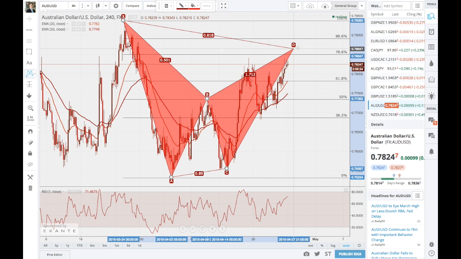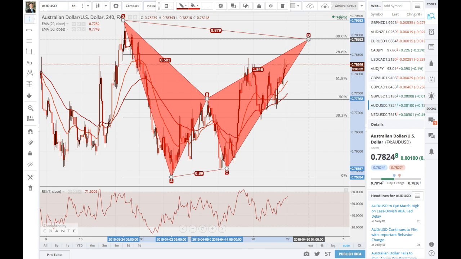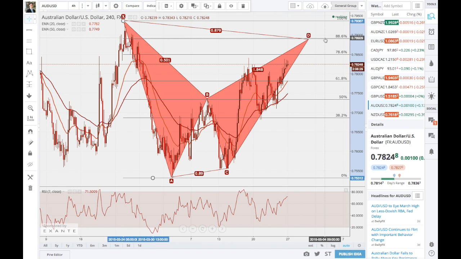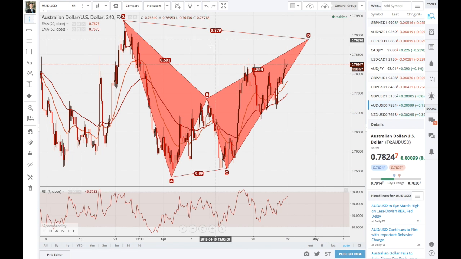Right, so your D point completes at the 88.6 level, right? So if I delete this away, this is a potential bad pattern. But what if we look into a smaller area over here? What we have is a potential butterfly pattern, right?